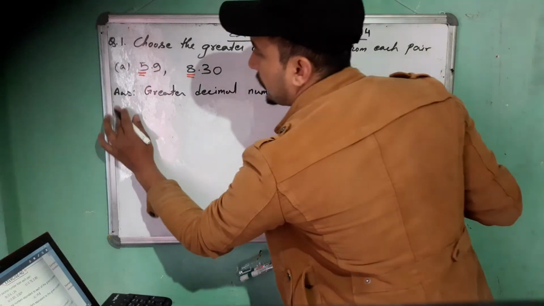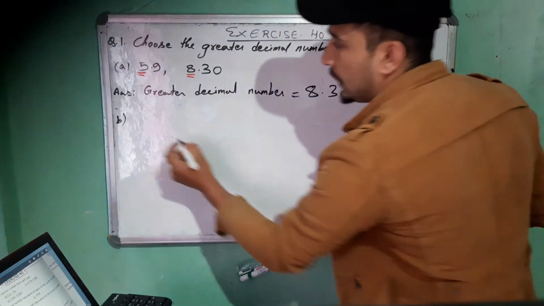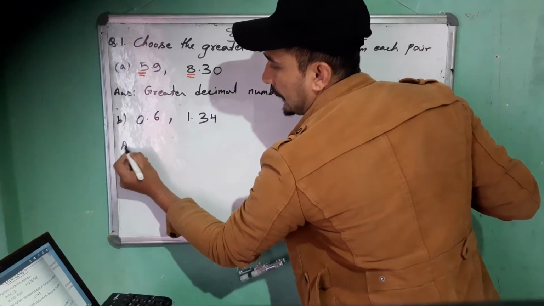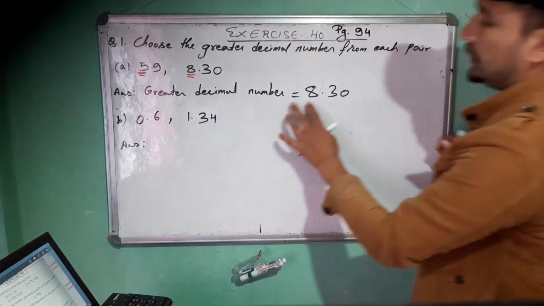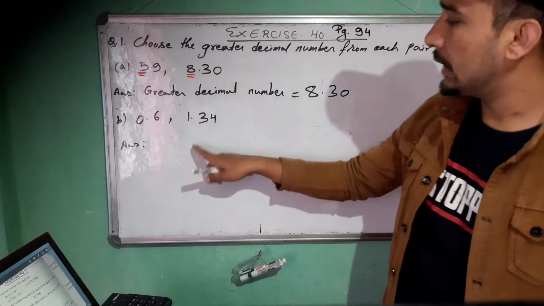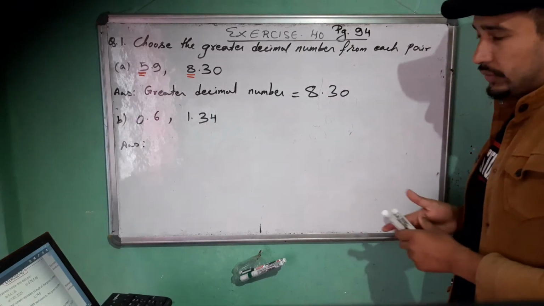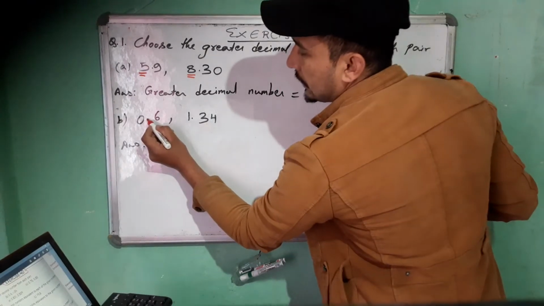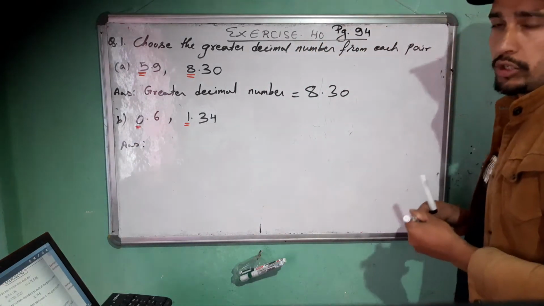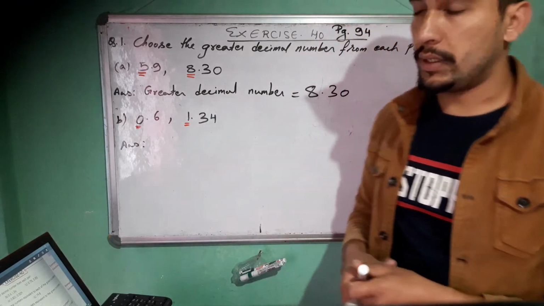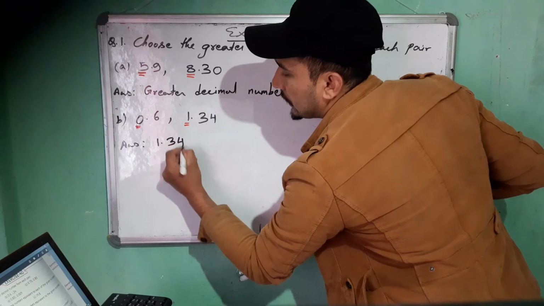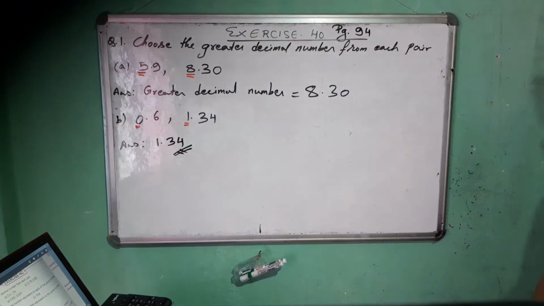Next, question number B. You have 0.6 and 1.34. I'll write the answer only. Okay, greater decimal number is, you write that statement. You see the units digit. In the units place you have 0 and in the units place you have 1. So which is bigger? 0 is bigger or 1 is bigger? It is 1, obviously, you know, isn't it? So 1.34 is the bigger decimal number.